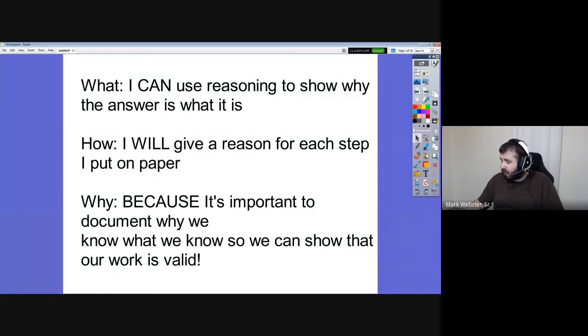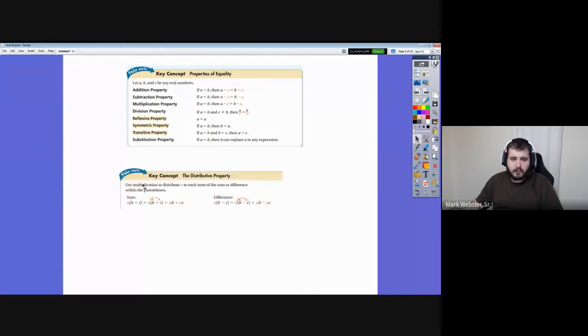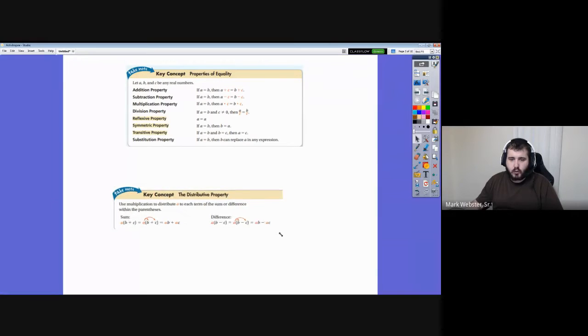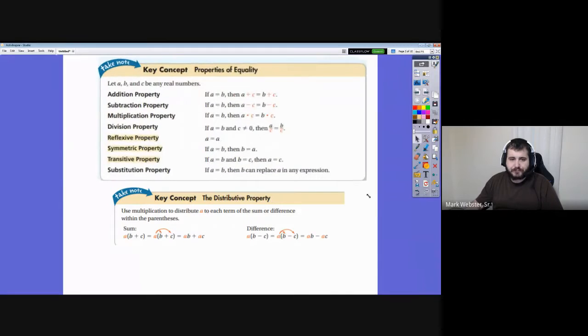Today is going to be a lot of, hey, let's show our work. This is what's called a proof. So sort of really advanced showing your work. Why is it that something is true? Well, I'm going to show you why. Okay, so let's begin with reasons. All right, these are reasons that we can quote to show why things are what they are.